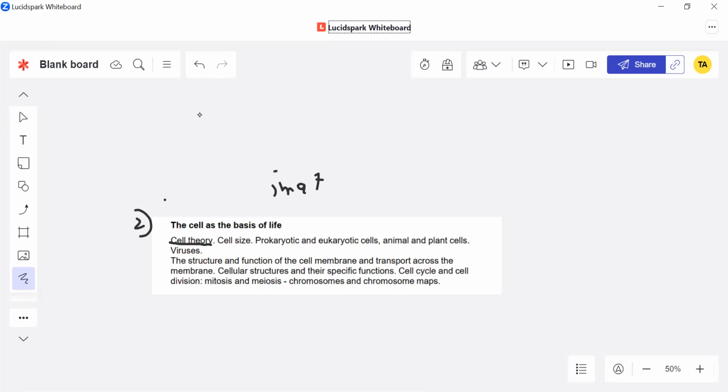I finished cell theory. Cell theory was basically that our cells are made up of different organelles. I also did cell size. I did prokaryote and eukaryotic cells. Also the difference in animal and plant cells. I also explained viruses and bacteria. And today I'm going to focus on the structure and function of cell membrane and transport across the membrane. This is a very important topic and it's a big topic. So I hope we can finish this in today's class.